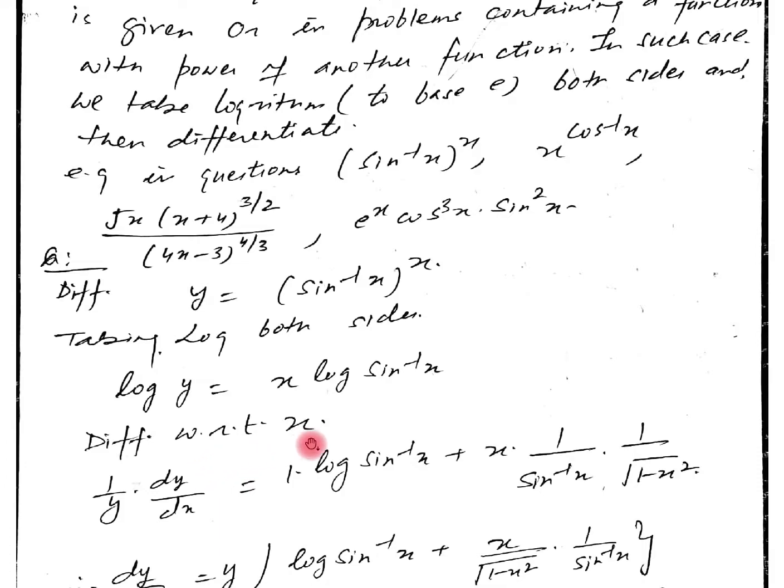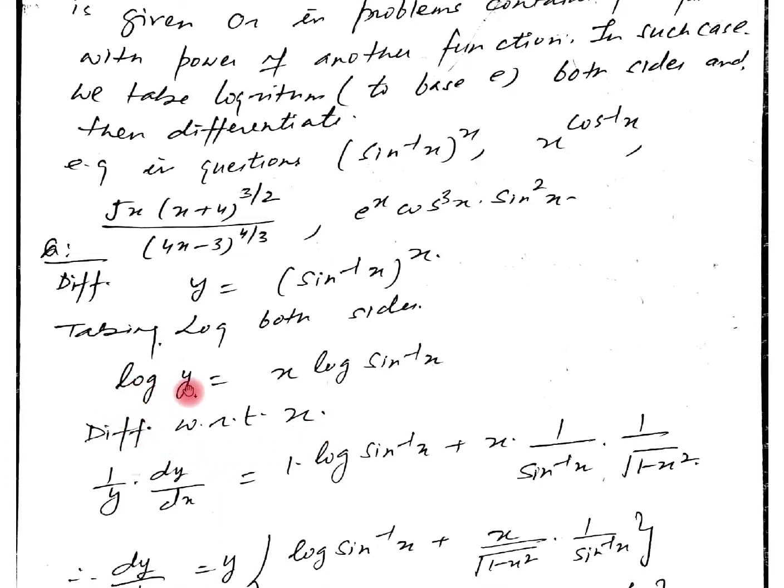Then differentiating with respect to x. The derivative of log y is 1 upon y into dy by dx. Now to differentiate the right side, we have to apply the product rule. The derivative of the first function, the derivative of x is 1, second function as it is. Then first function as it is, the derivative of log sine inverse x. We have to use the chain rule here. The derivative of log sine inverse x is 1 upon sine inverse x into the derivative of sine inverse x, which is 1 upon under root 1 minus x square.